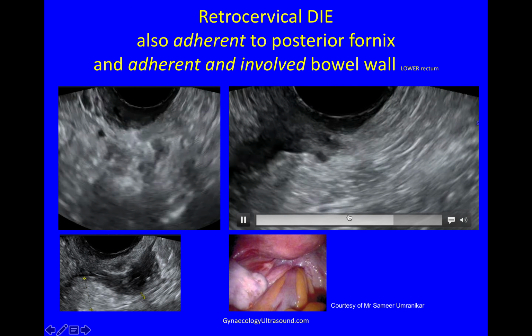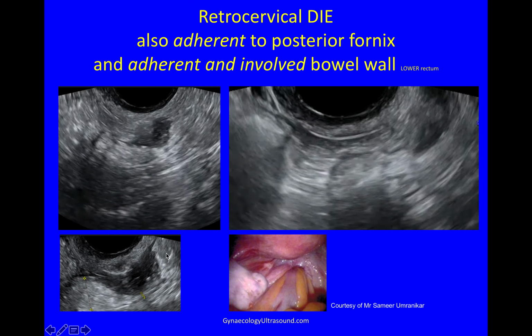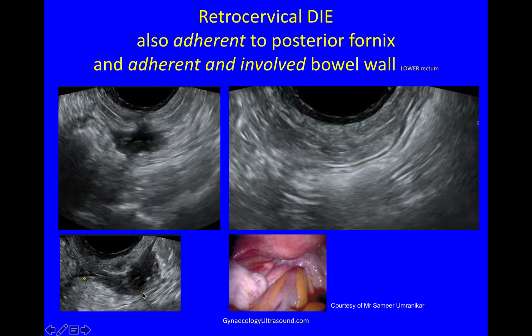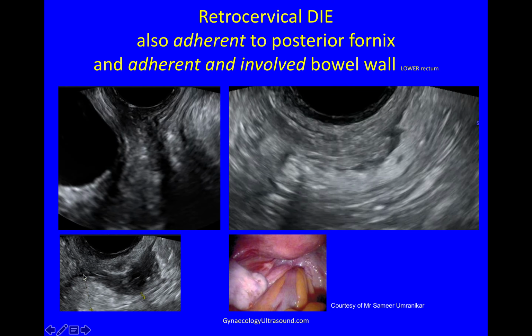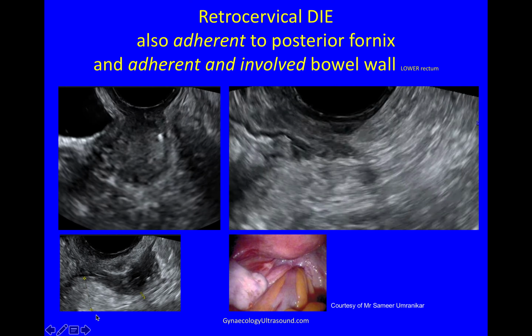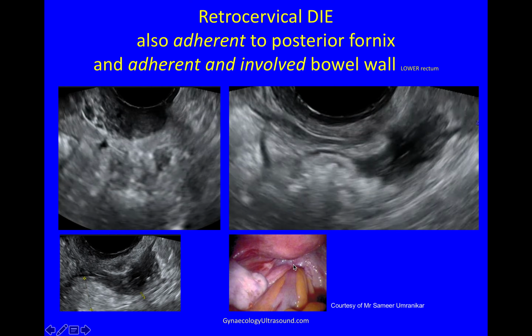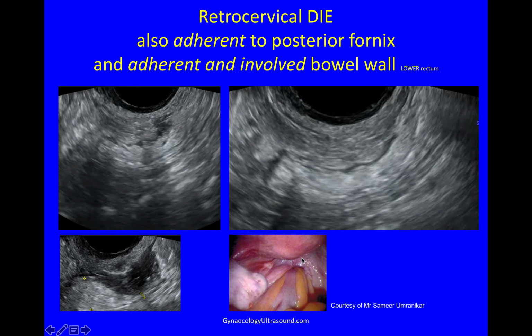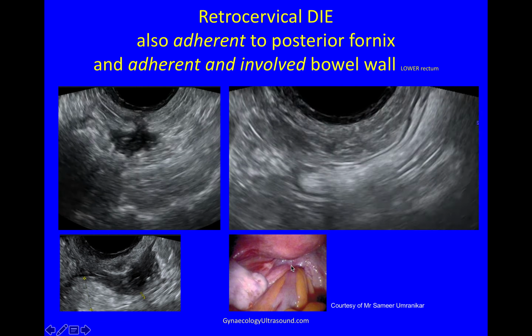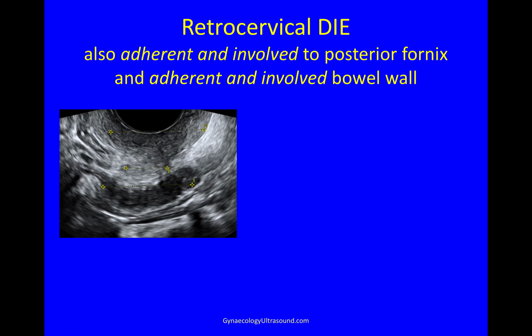There is the nodule at the torus. And you can look at the bowel nodule and you can see that the lumen there is quite narrow and the lumen there is much wider. And at laparoscopy you can see here that there's bowel adherent to the torus. Here we can see some retrocervical DIE, which is adherent to the posterior fornix but also involving it, and adherent and involving the bowel wall too.